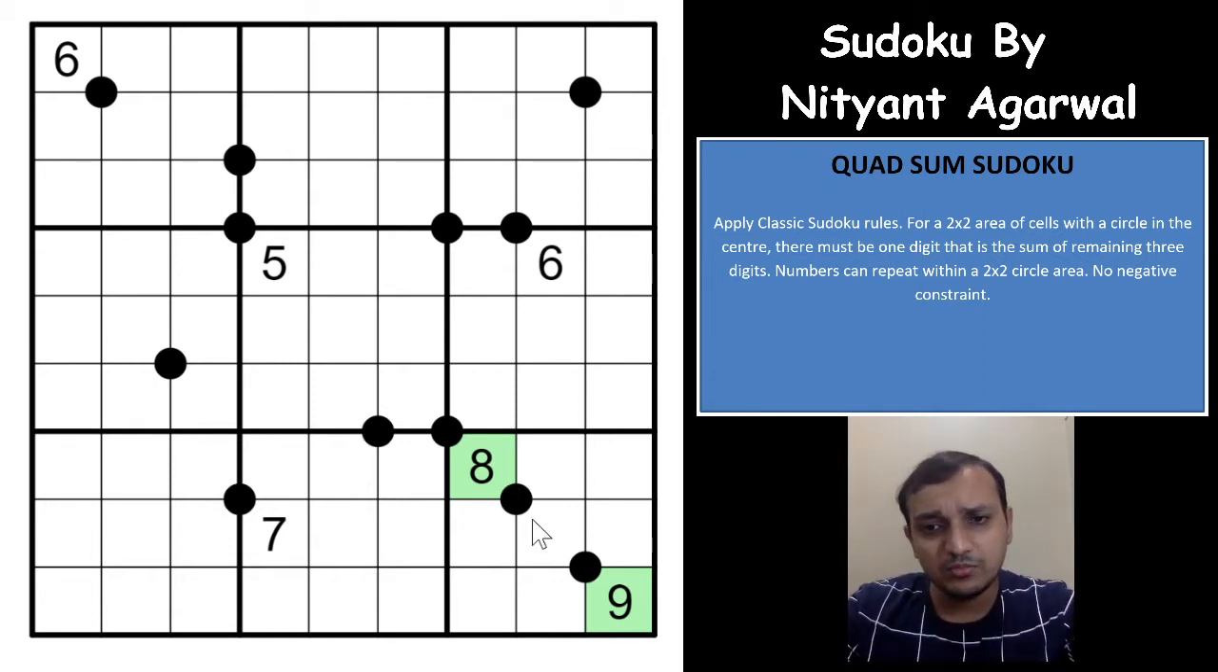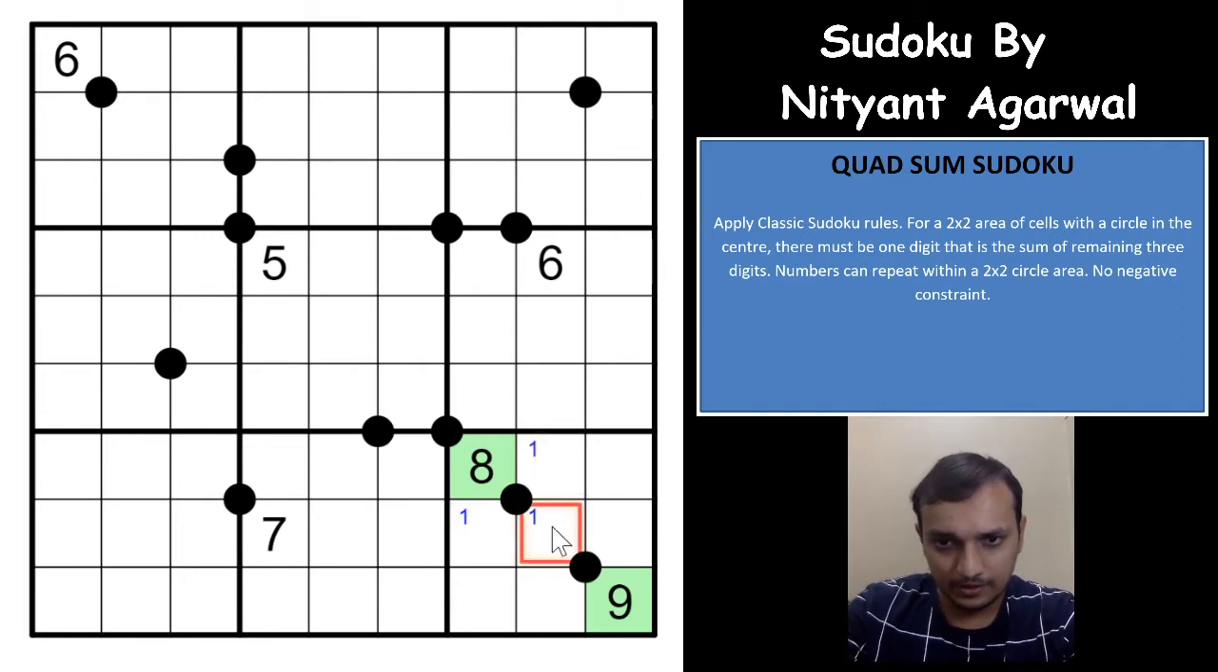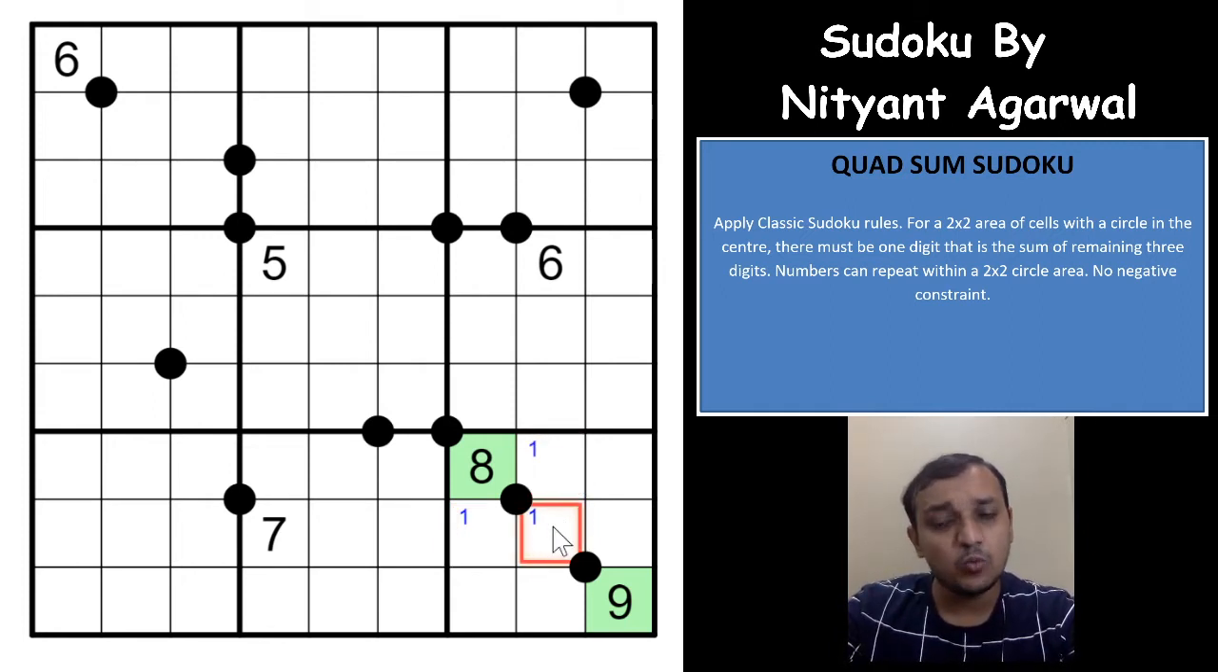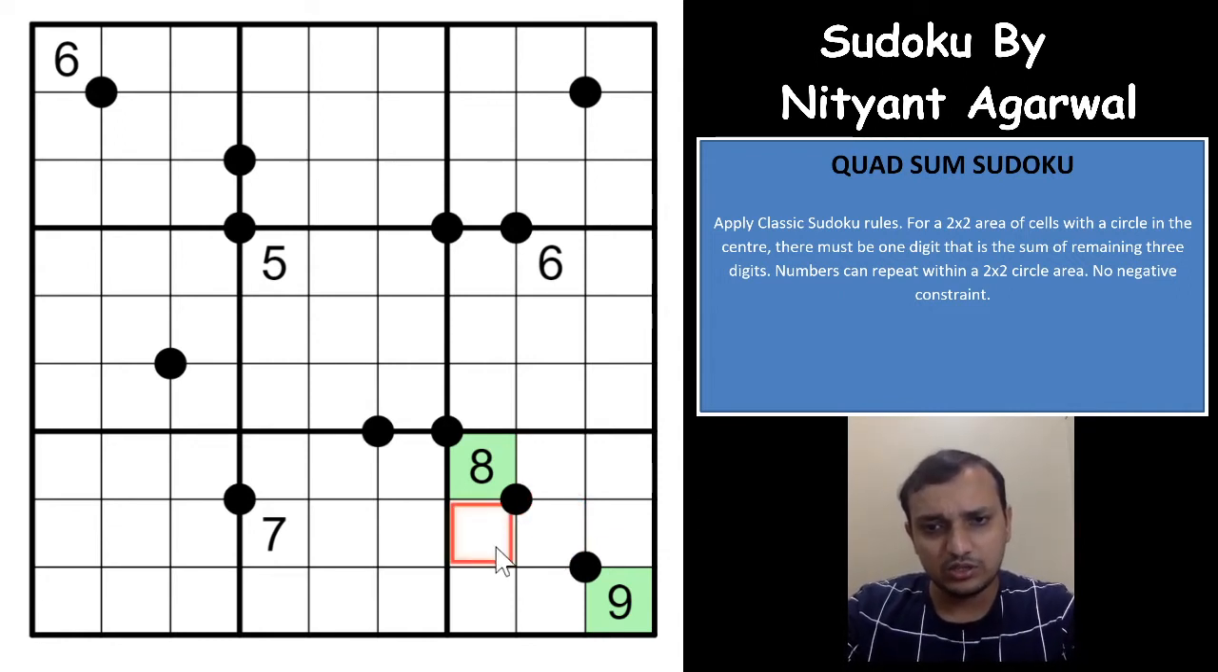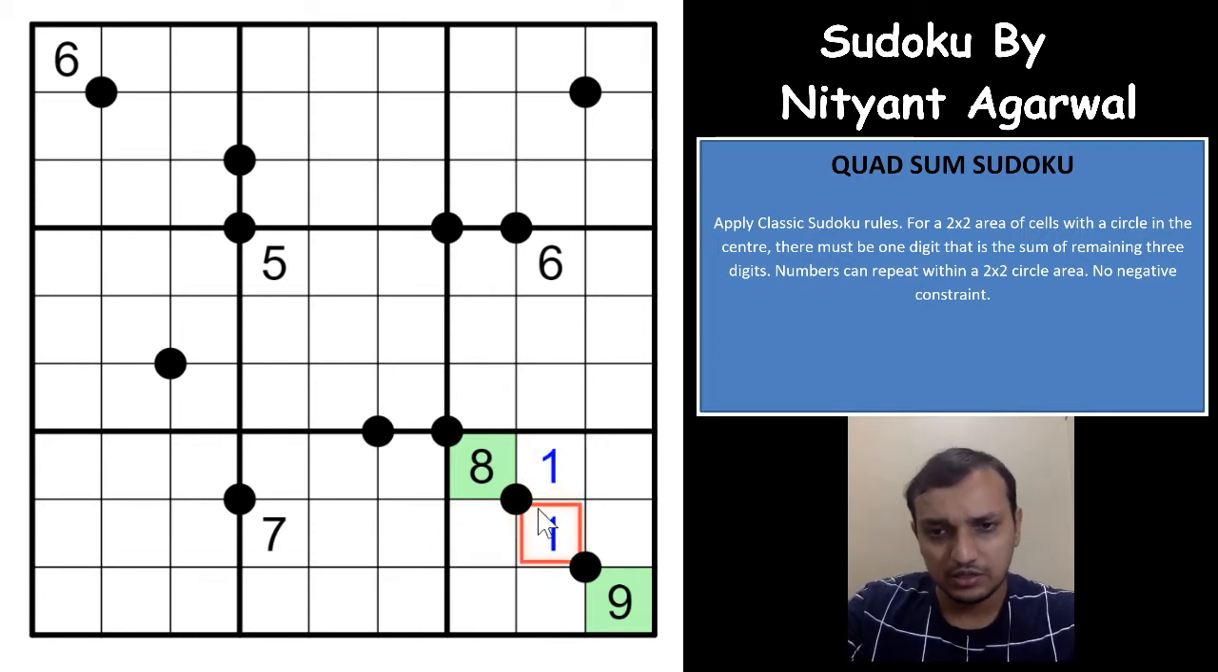For the 8 sum, the sum of 3 digits with the 8 will always have a 1. So 1 has to be in one of these 3 cells, right? This cell can only be 1 and a 2. There cannot be any other digit here. Let me show you why. Of course if you have a 1 here, there are only 3 places for the 1, right? 1, 2 and 3. These are the 3 places for the 1.